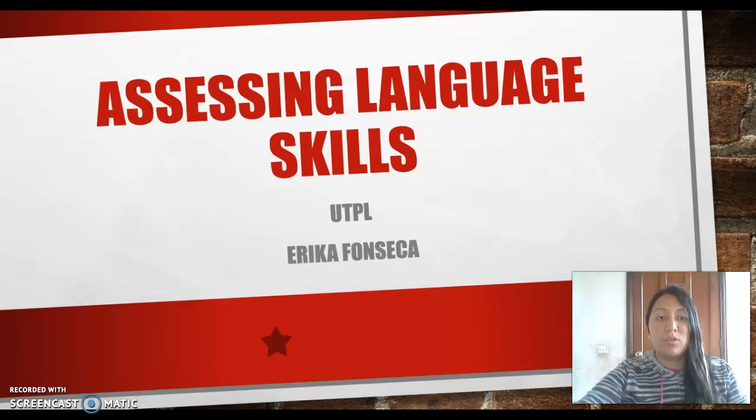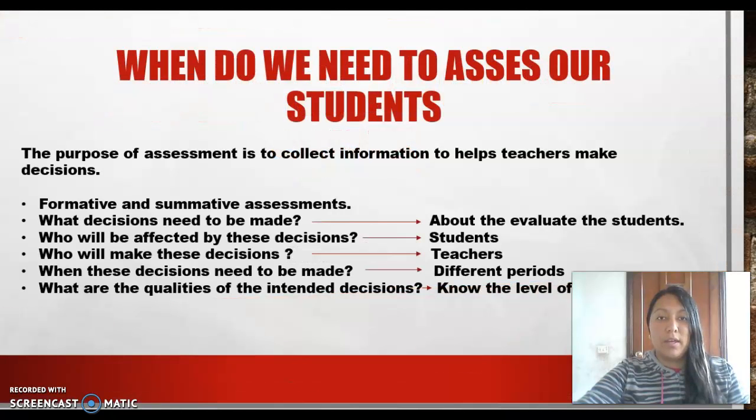This time, I'm going to talk about assessing language skills. We know that in English we have four skills: listening, reading, grammar, and writing. First of all, we need to know when we need to assess our students. The purpose of assessment is to collect information to help teachers make decisions.